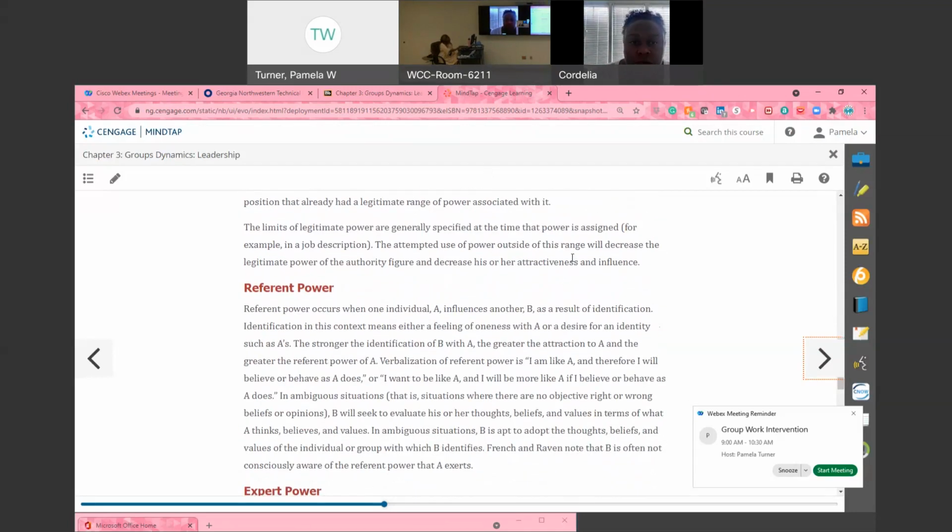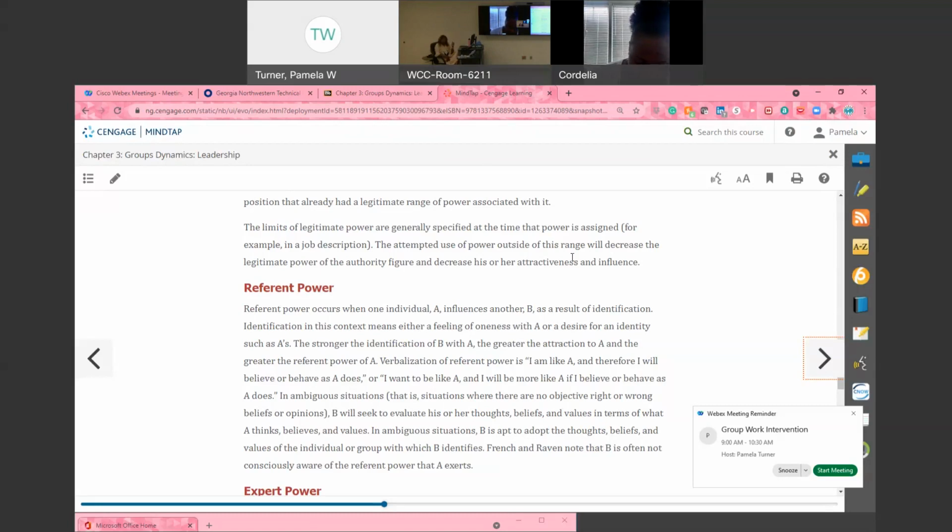Referent power is the power I have because I know somebody, we have a relationship together. Many times, referent power in an office setting is, do you know that the boss is my cousin's girlfriend? Or I go to lunch with the boss, or we go to the same church together. Because we have a relationship, I think I have some power. Referent power occurs when an individual, A, influences B as a result of identification. Identification in this context means the feeling of oneness with A. So B feels like they have power because of the relationship they have with A, which I think the book makes a little more confusing.